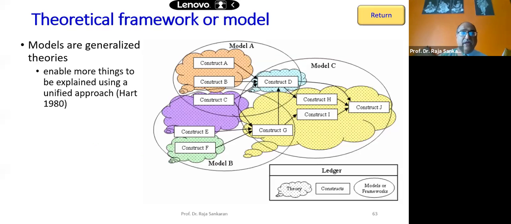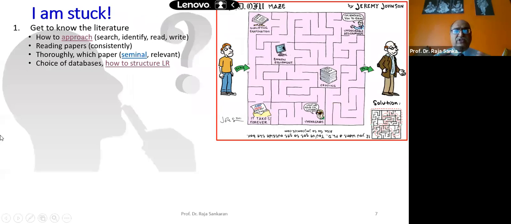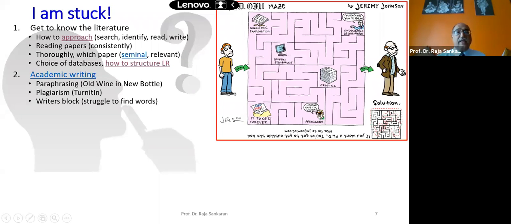Another approach could be using the theoretical framework or the model. So we use multiple models and then identify what is common amongst them, what kind of constructs or factors are used, and then derive a rationale for the literature review that you are working on, as well as when you are building your conceptual model and formulating your hypotheses. So these are different approaches and different frameworks on how to structure your literature review.